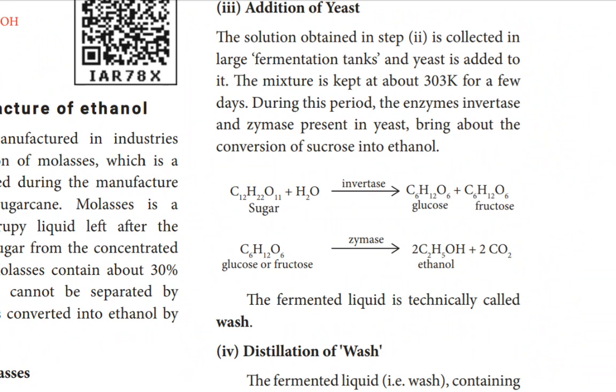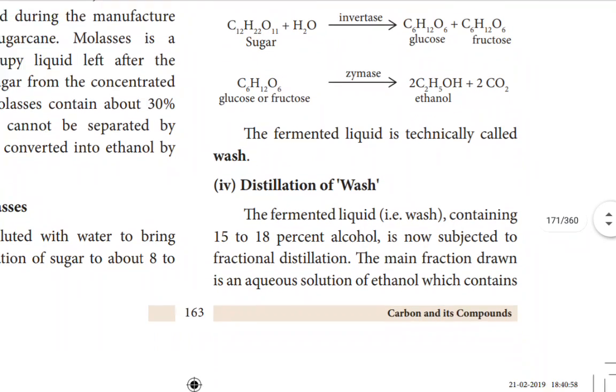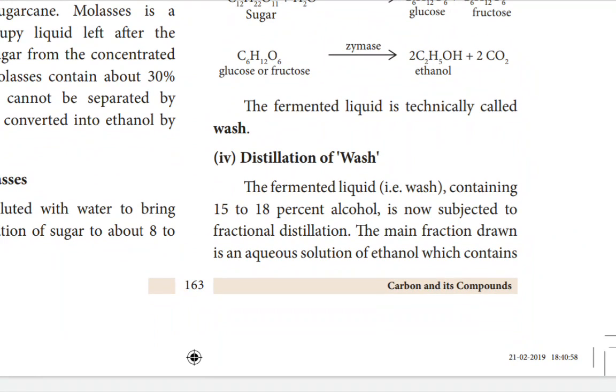Then the ethanol obtained, the ethyl alcohol obtained from this process, is called wash. It is called wash because it contains only a less percentage of alcohol, 15 to 18. So fourth step, distillation of wash. Wash is nothing but it contains 15 to 18% of alcohol. Only the concentration is very low.